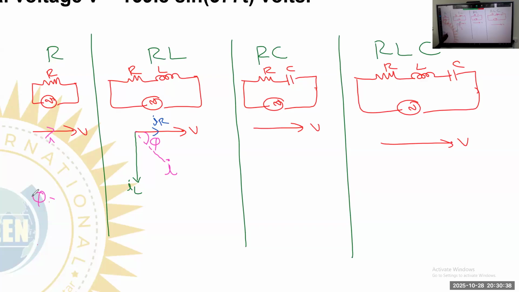Here theta is equal to 0. Here theta lies between 0 to 90 degrees, but it's not exactly 0 and not exactly 90. Because exactly 0 means it's a pure resistance, and exactly 90 means it's a pure inductance. So the value lies between 0 to 90 degrees. But anyhow, it is lagging.